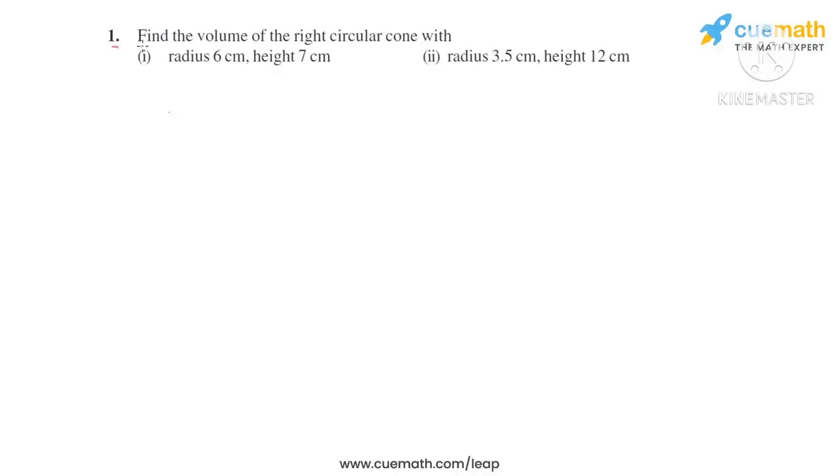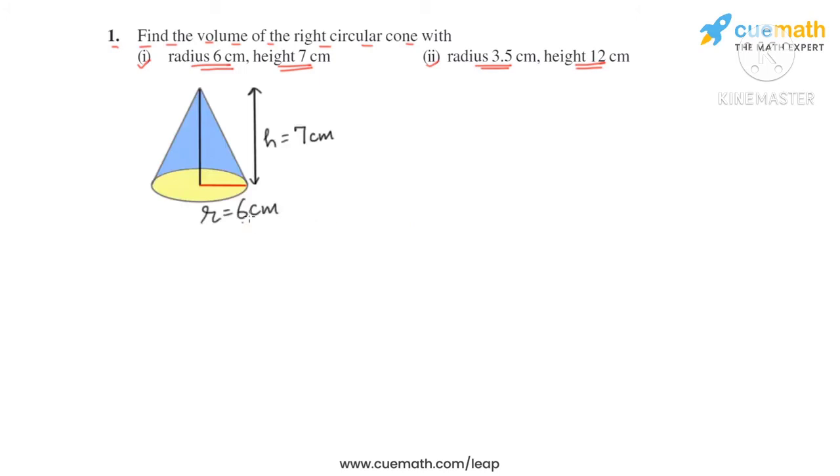In the first question of this exercise, it says find the volume of a right circular cone with first part radius 6 centimeters, height 7 centimeters. Second part radius 3.5 centimeters and height 12 centimeters. So radius and height are given and we have to find the volume.